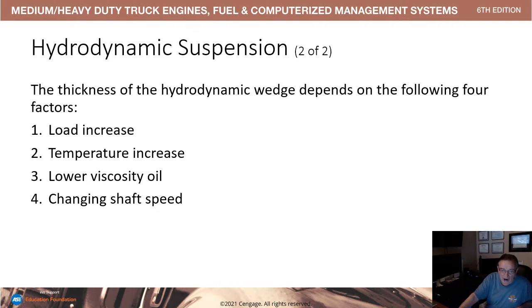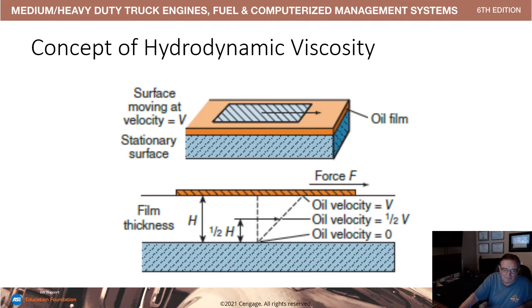Hydrodynamic suspension wedge depends upon the following four factors: load increase, temperature increase, lower viscosity oil, and changing shaft speed. The concept of hydrodynamic suspension is essentially the oil film and the velocity of the oil and the speed of the surface that is moving.